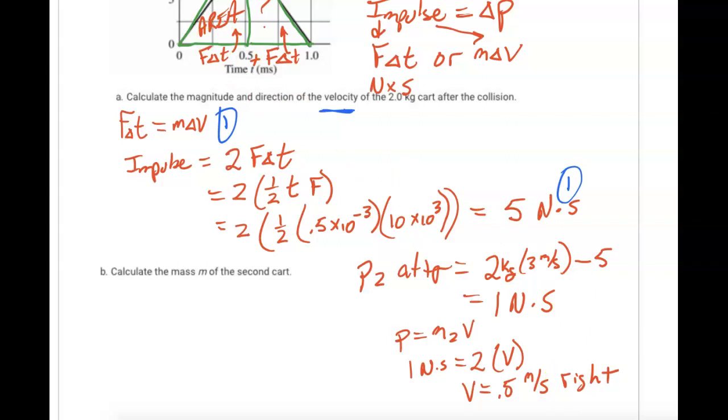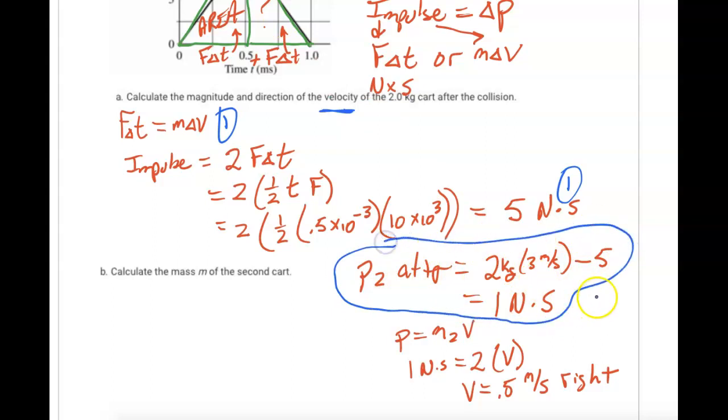Okay, so now we can go back and add the other points. Finding the momentum of the 2 kilogram cart after is a point, and then finding out what the actual speed is with the correct direction is another point. Now we are done with part A, which is 4 points. Let's go ahead and take a look at part B.